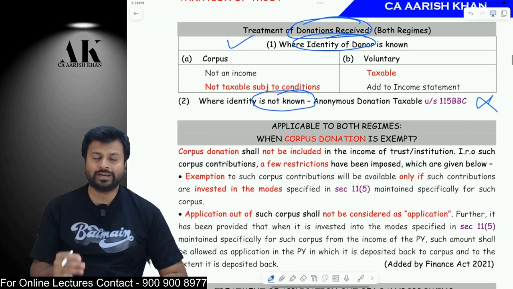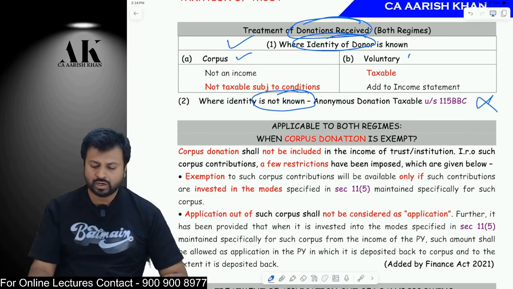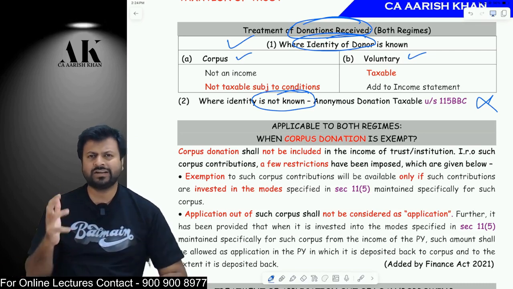In that also there are 2 categories. Identity is known, in that there are 2 categories. The donation is a corpus donation or the donation is a voluntary donation. So what is the difference between the two?